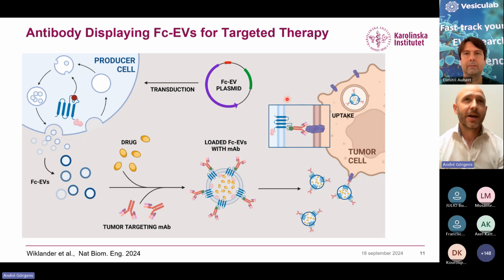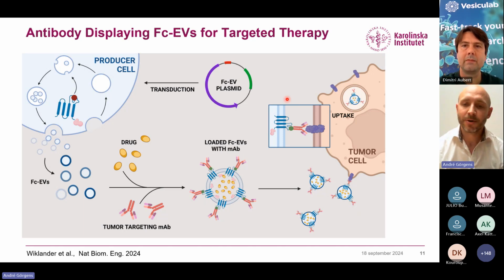So we're discussing antibody-displaying EVs for targeted therapy. We call them Fc-EVs because they bind the Fc part of antibodies. I would like to just take a few steps back and explain how we came up with the idea.